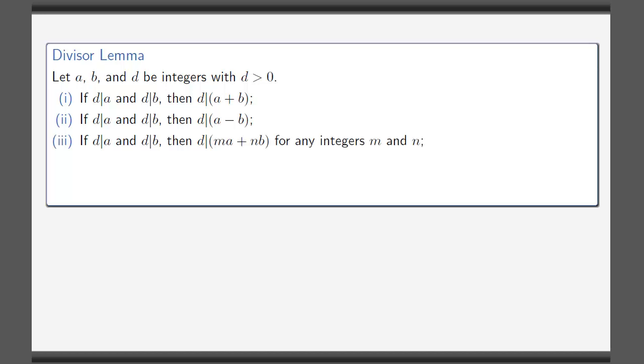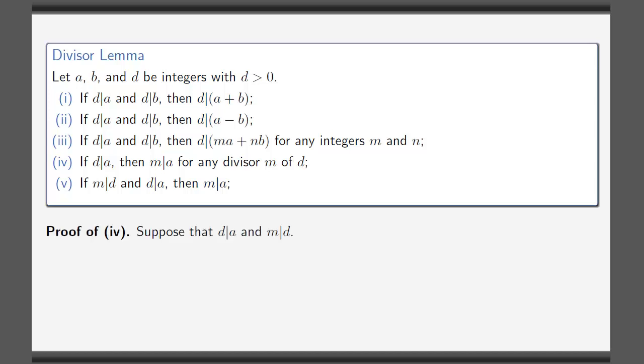And if d divides both a and b, it will divide any linear combination of them. So ma plus nb, we can factor a d out of that expression. Part 4, if d divides a, then m divides a for any divisor m of d. So divisors of d will also be divisors of a if d divides a. And finally, if m divides d and d divides a, then m divides a. It's kind of a restatement of part 4.